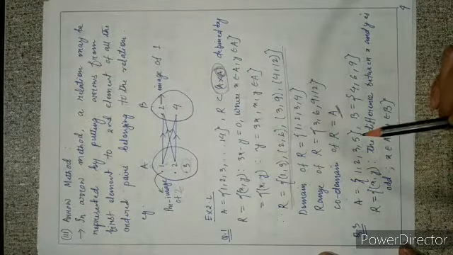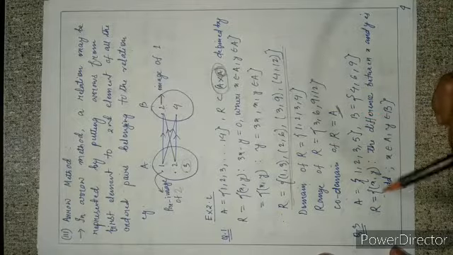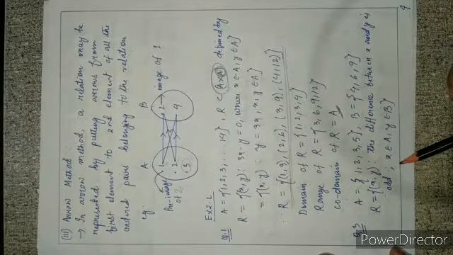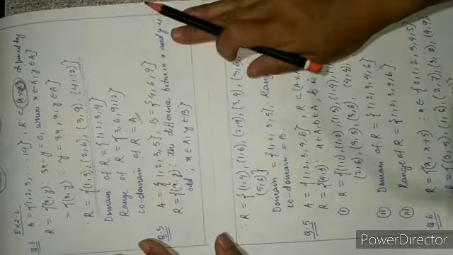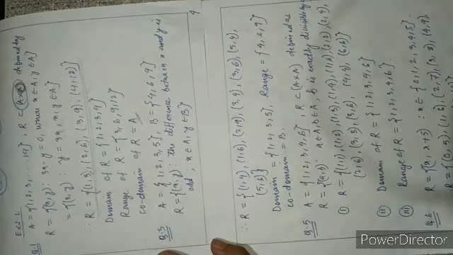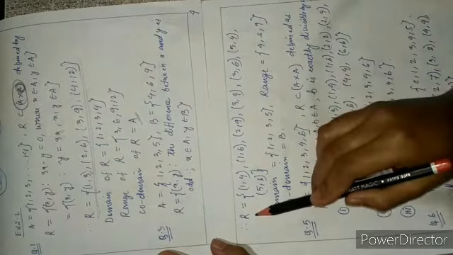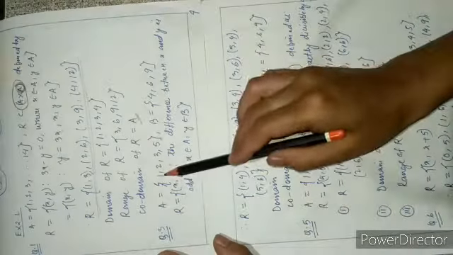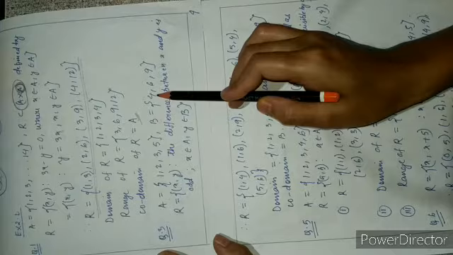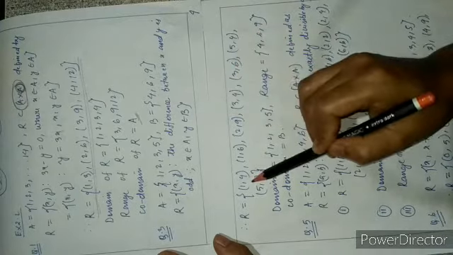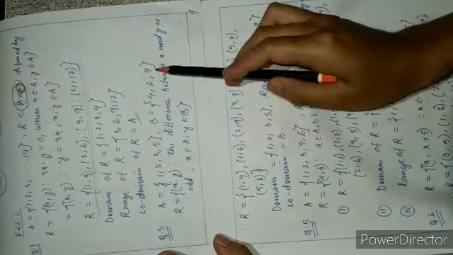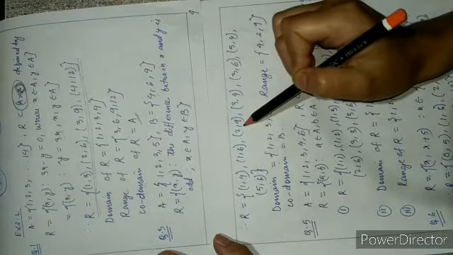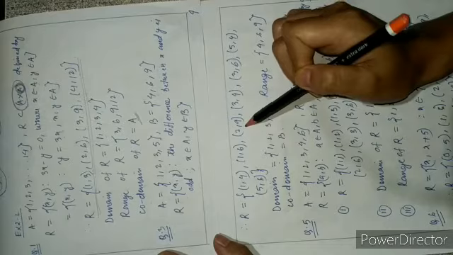Set A is 1, 2, 3, 5 and set B is 4, 6, 9. R is x, y where the difference between x and y is odd, where x belongs to set A and y belongs to set B. Therefore, relation R will be: 1, 4, since 4 minus 1 is 3, an odd number. 1, 6, since 6 minus 1 is equal to 5, an odd number. 1, 9, since 9 minus 1 is equal to 8, which is even, so 1, 9 does not belong to this relation R.